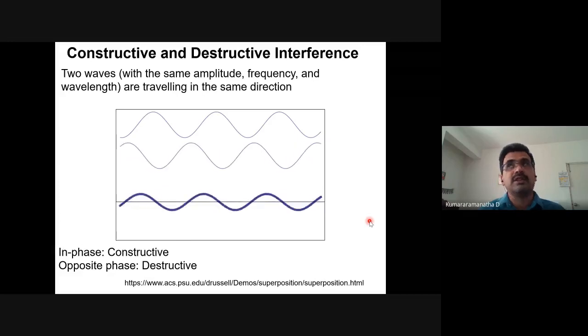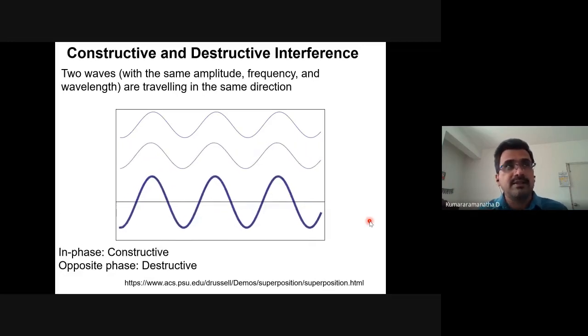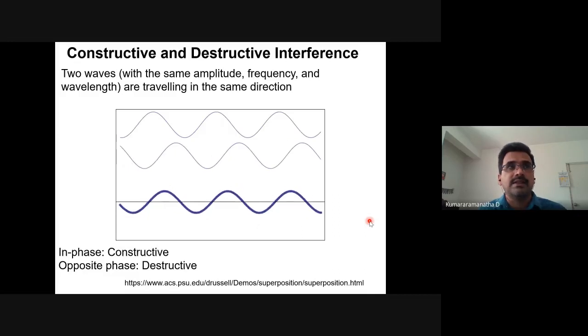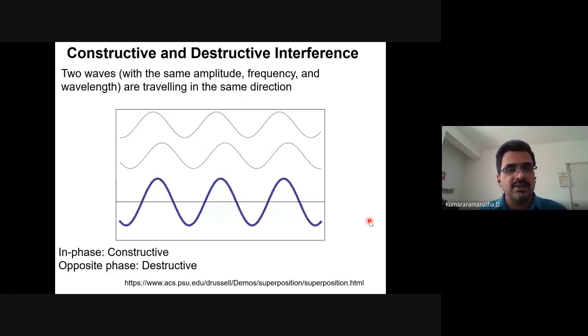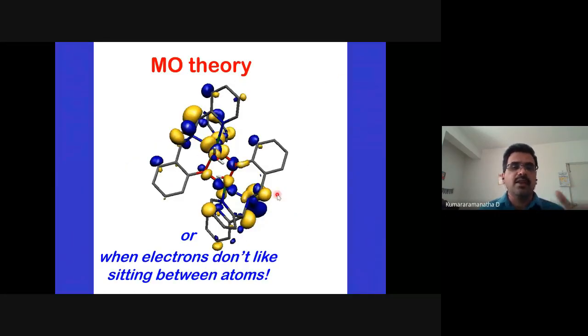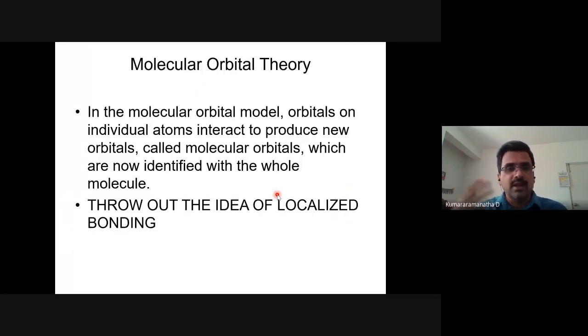So now the wave function can be in phase or out of phase. Psi A plus or psi A minus, what happens? That is what we are going to discuss. So now we no longer talk about electron transfer or sharing, all those things. We talk about the wave function, electron density, and probability, all those things.